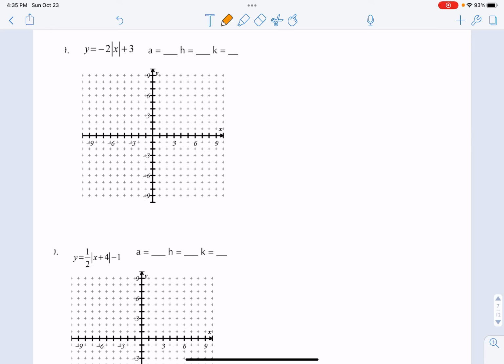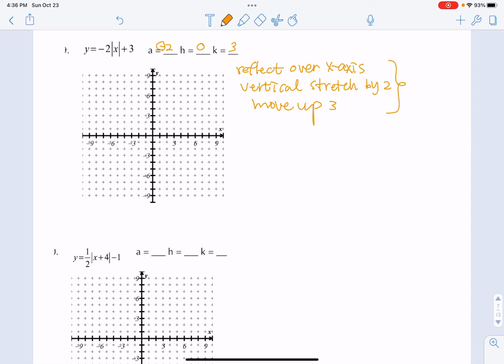For this one, the a value is -2, the h value is 0, and the k value is 3. The negative value means a reflection over the x-axis, and then a vertical stretch by 2, and move up 3. All these 3 transformations apply to the y value. It will change the y value.